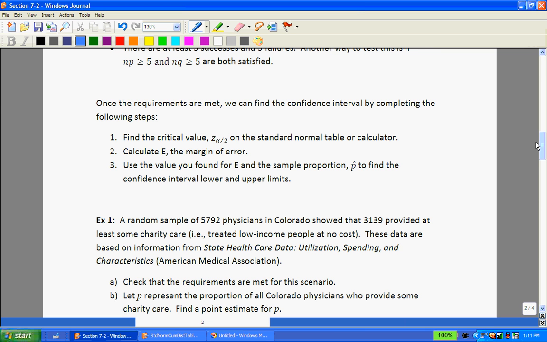The second step, calculate E, the margin of error. Once you have that z value, you multiply by the square root of p hat q hat over n. And third, use that value and the sample proportion p hat to find the confidence interval lower and upper limit, so what that range is. So let's try this out with an example.